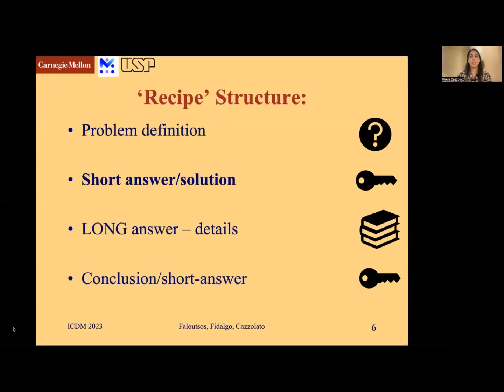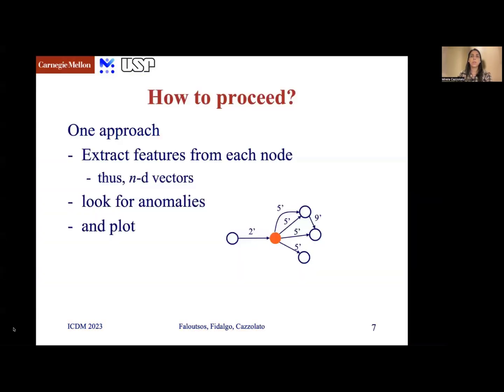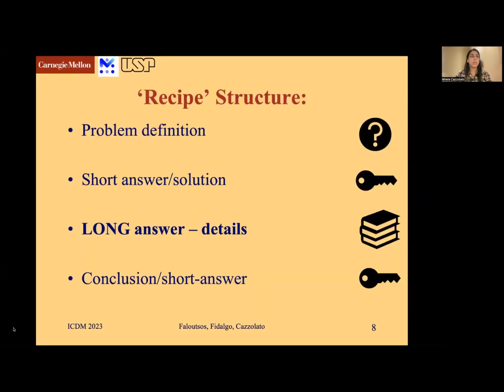So, a short answer of how we can model and deal with this problem. We have one standard approach here, which is we extract the node features from the graph, and this results in an n-dimensional feature vector. And we look for anomalies in these feature vectors, and we also plot different combinations of the extracted features in different and complementary ways. But how we do all of that in a representative way is the long answer that we're going to explore a little bit more.